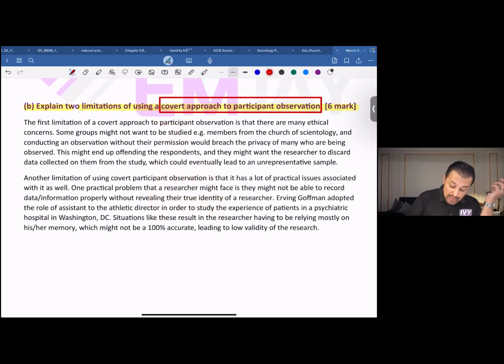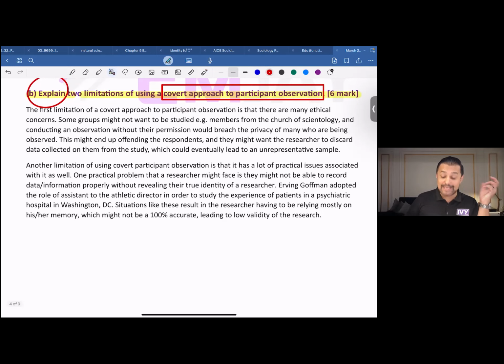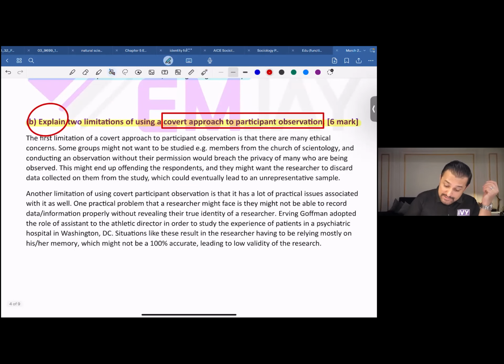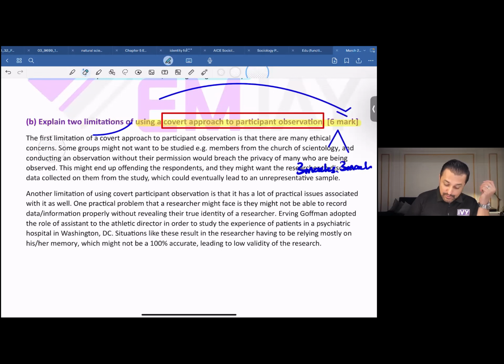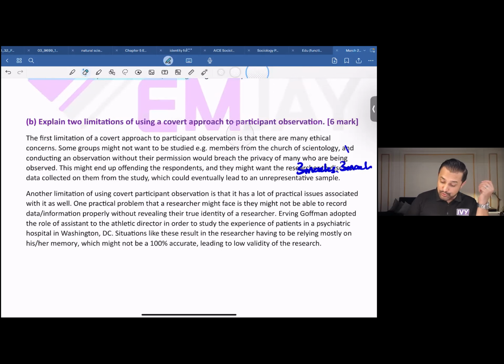So we've been asked to explain two limitations. The command word again over here is explain. This is worth 6 marks, and there are two limitations that we are expected to write. Again, the same rule. Consider this as two different questions of 3 marks each, right? Taking this ahead, explain two limitations of using covert approach to participant observation.